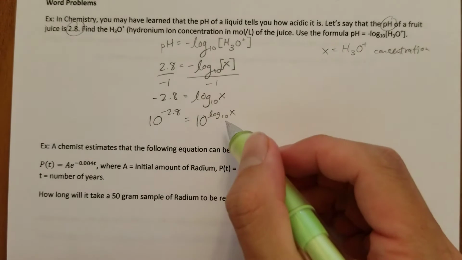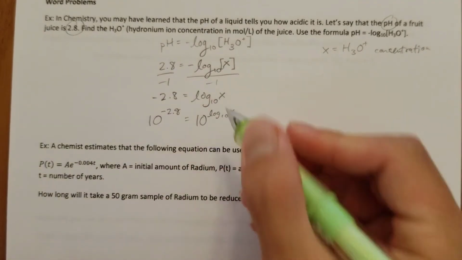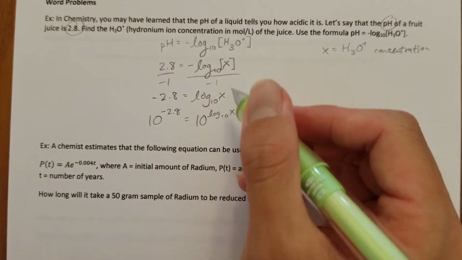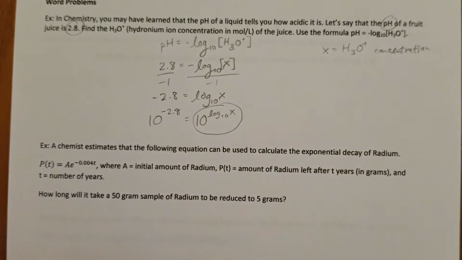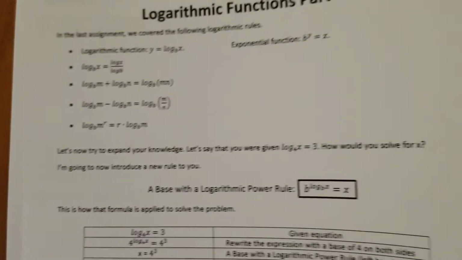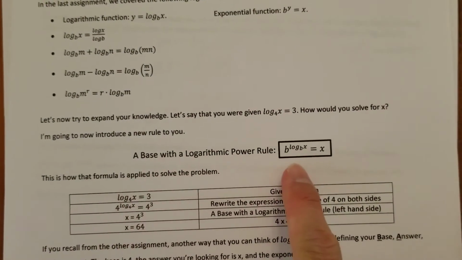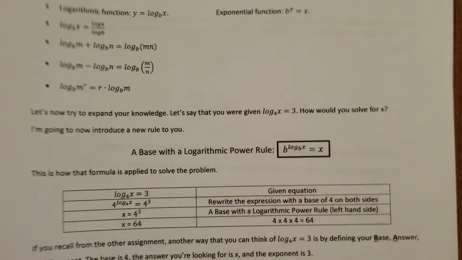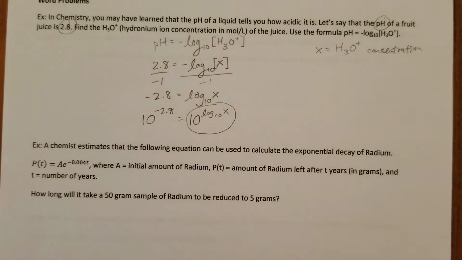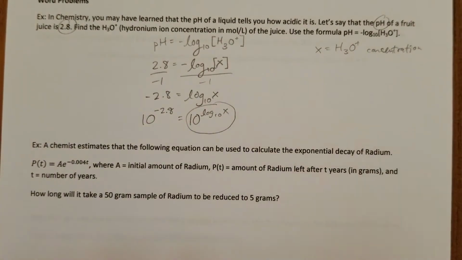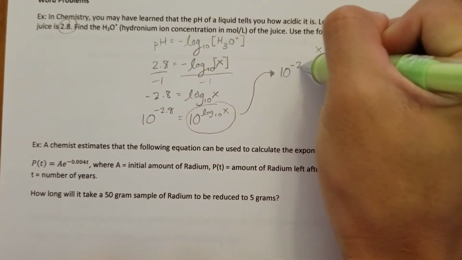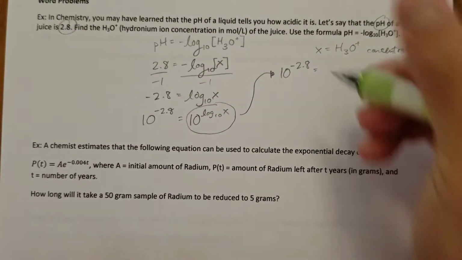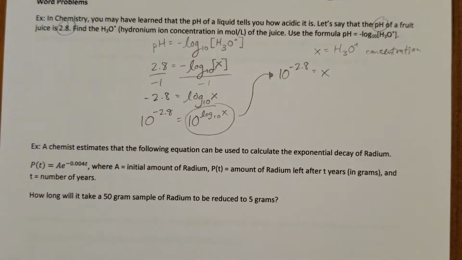Running out of room here. If you remember, this is the formula that I showed you earlier: a base with a logarithmic power rule. So this expression is just x. I'm rewriting this up here: 10 raised to negative 2.8 equals x.